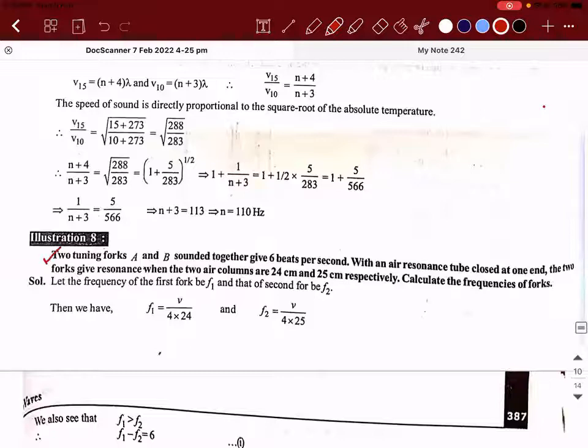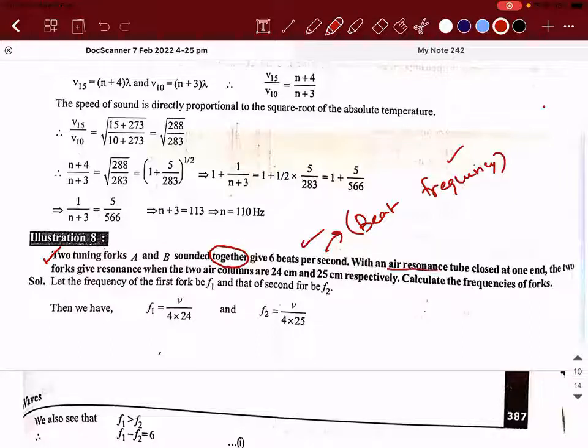Next one. So let's do a simple problem first that is based on beats. There are two tuning forks, A and B, which are sounded together and give 6 beats per second. So 6 beats per second is what? It is the beat frequency. Correct? Together means it is a resultant. So the resultant will generate beat frequency.